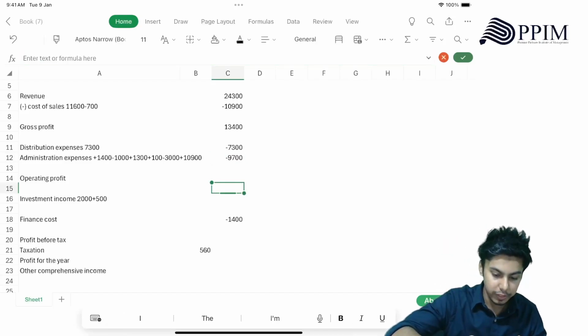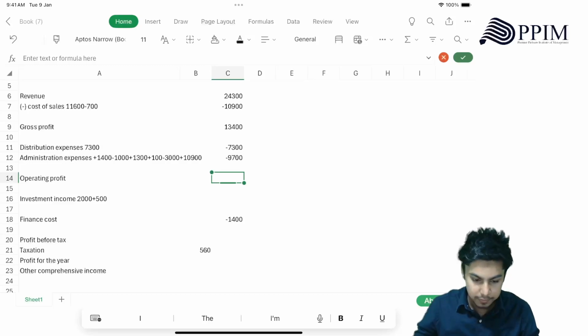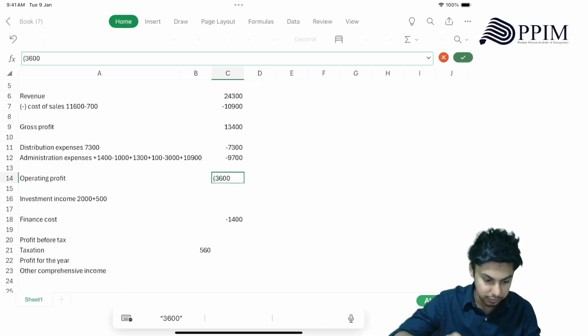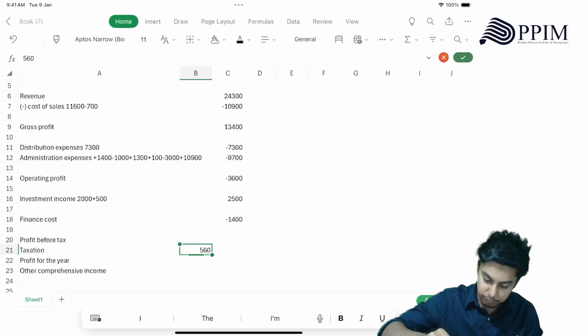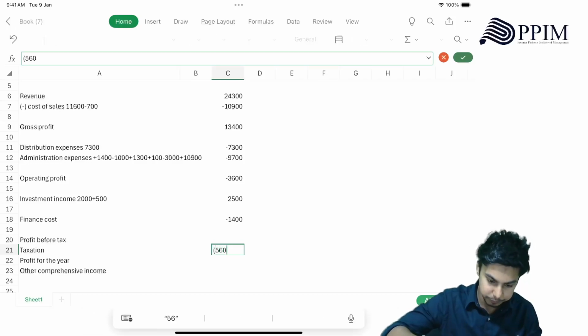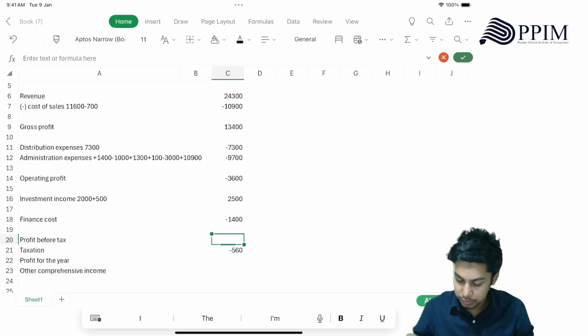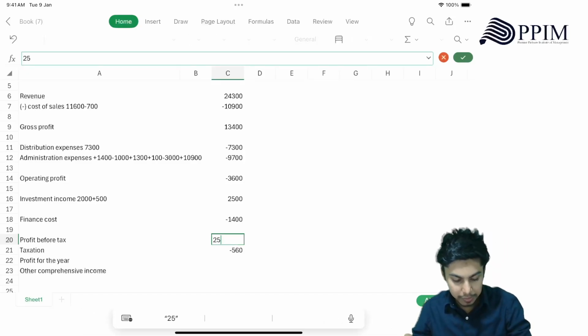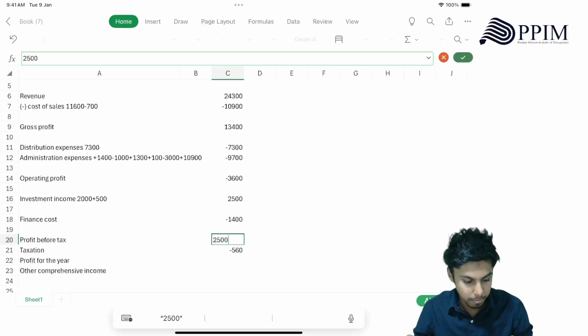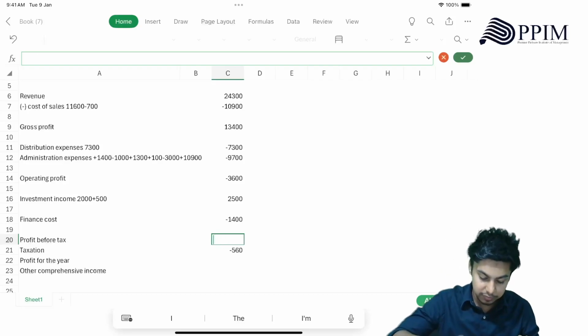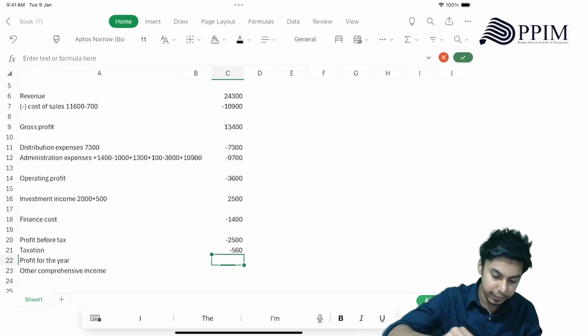Okay. So, guys, now the operating profit will be 13,400 minus 7,300 minus 9,700. It becomes a loss, minus 3,600. Total income 2,500. So my profit before tax will now become minus 3,600 plus 2,500 minus 1,400. Guys, it is not profit before tax, it's the loss before tax. Tax will become positive.